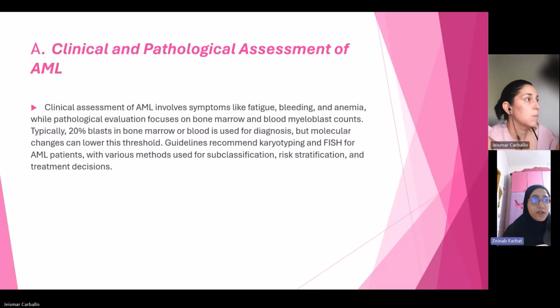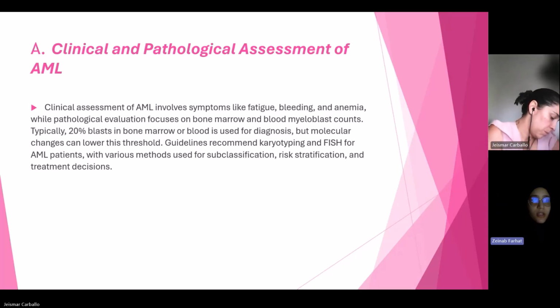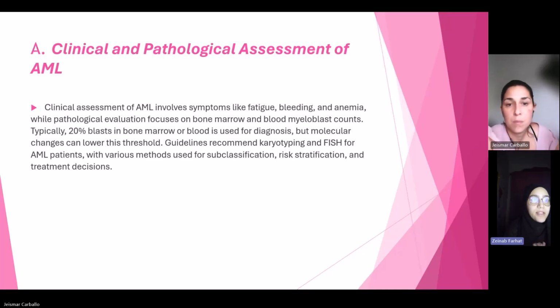The first one, of course, would be the clinical pathogenic assessment. Of course, we will be assessing the symptoms that are appearing on the patient, like fatigue, bleeding, anemia, while pathogenic evaluation focuses more on the bone marrow and the blood myeloblast counts, which are typically high. Typically, 20% of blasts in the bone marrow or the blood are used for diagnosis, but molecular changes can lower this threshold. That's why the guidelines recommend karyotyping and FISH for AML patients, with various methods used for subclassification, risk stratification, and treatment decisions.